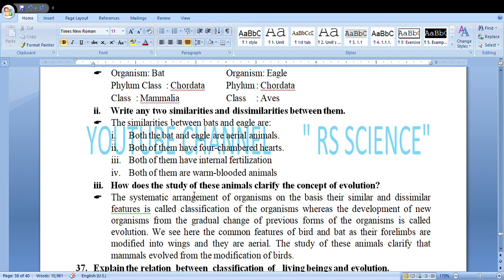How does the study of these animals clarify the concept of evolution? The systematic arrangement of organisms on the basis of their similar and dissimilar features is called classification of organisms, whereas the development of new organisms from the gradual change of previous forms of organisms is called evolution. We see here the common features of bird and bat. As their forelimbs are modified into wings, they are aerial. The study of these animals clarifies that mammals evolved from modification of birds.